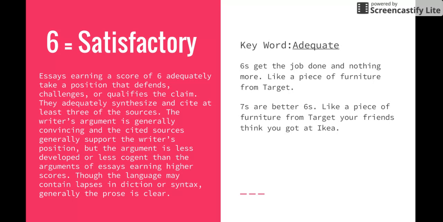Well, then you got your 7s. Okay, so 7s are a good 6. And that's like when you get furniture at Target, but everybody comes around the house and they're like, oh, you must have got this from IKEA. It's really nice. And you're like, yeah, IKEA. Wink, wink.